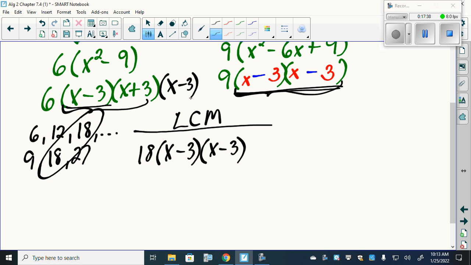Anything else missing? X plus 3. Because we would need it here, and then we would just need to change the 9 and 6 so that they are both 18 for them to be able to be the same. And that's it. Questions on this here? We ready for the next one?